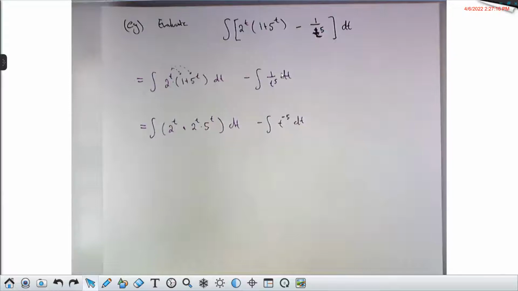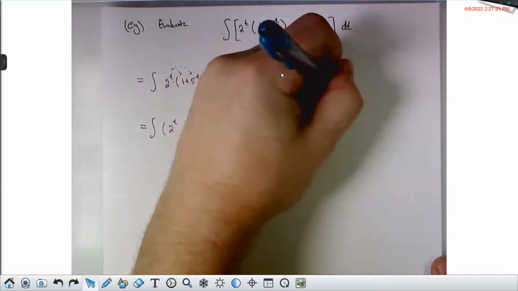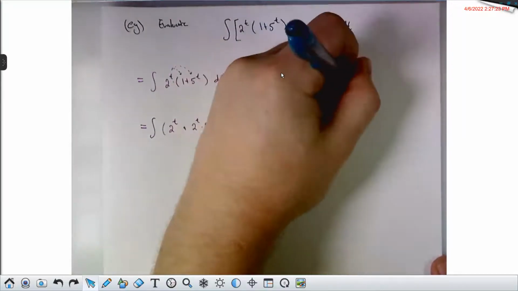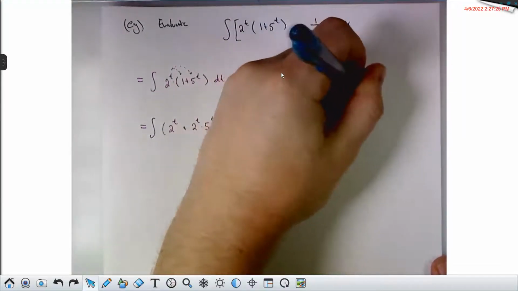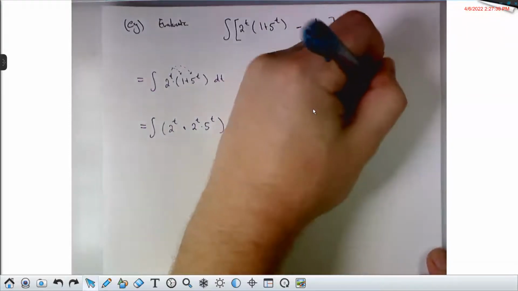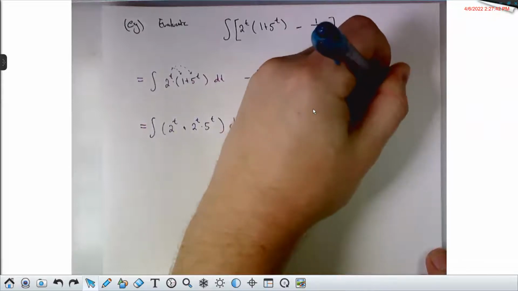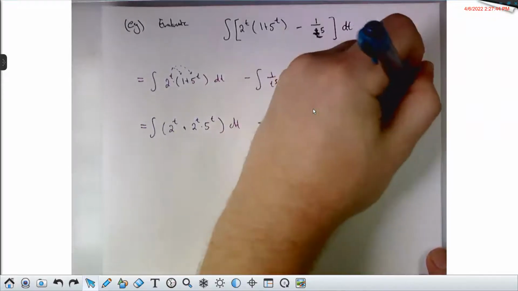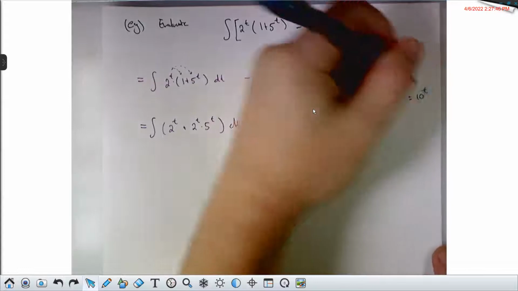A few possible sticking points exist. What is 2 to the t times 5 to the t? Is it 10 to the 2t? Almost. This is the same as 2 times 5 to the t. So it's just going to be 10 to the t.